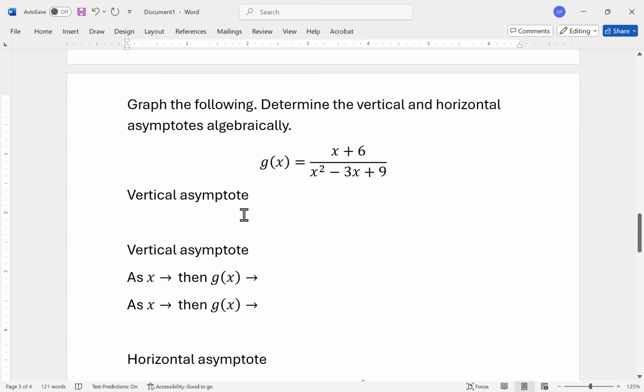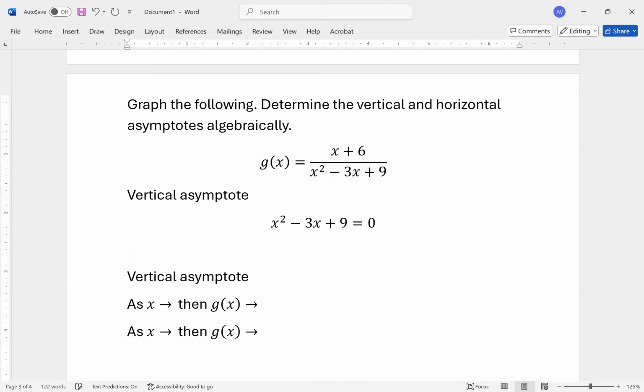All right, a vertical asymptote would happen when the denominator is 0. So let's set that denominator equal to 0 and solve. Well, this is a quadratic, so I would try to factor first. It turns out if you try to look for factors of positive 9 that add to a negative 3, there are none. No integer factors anyways.